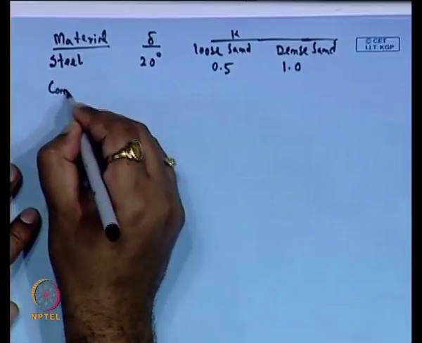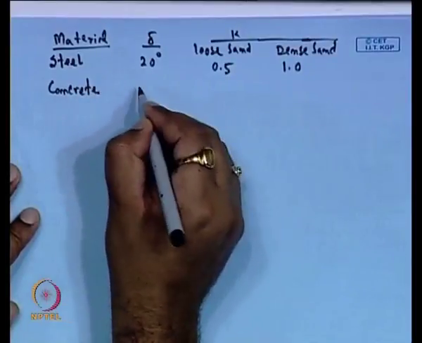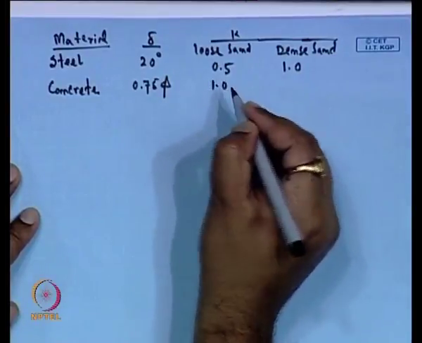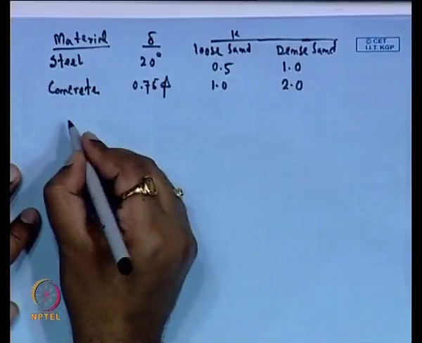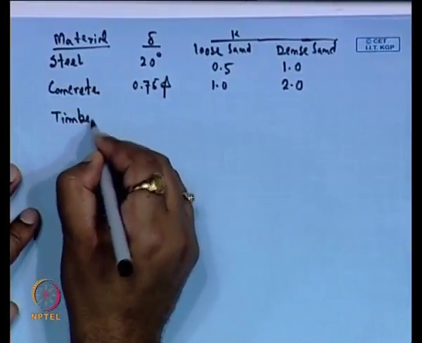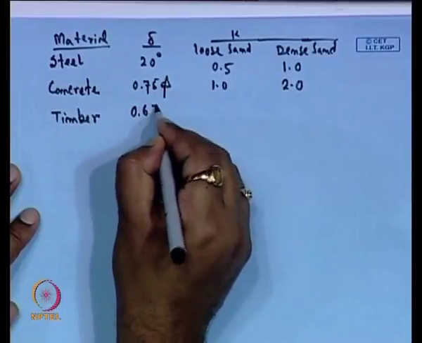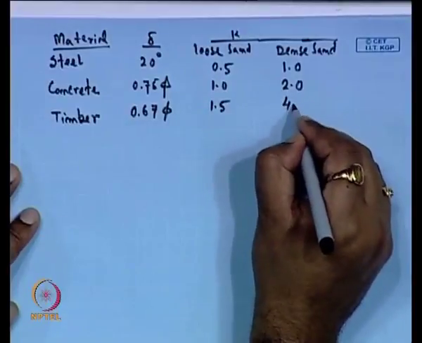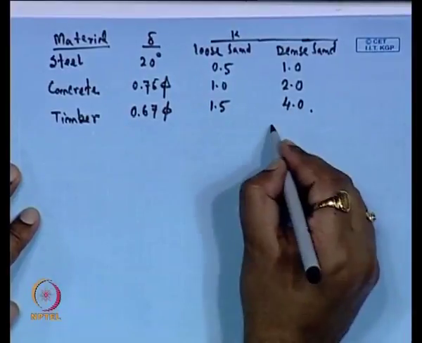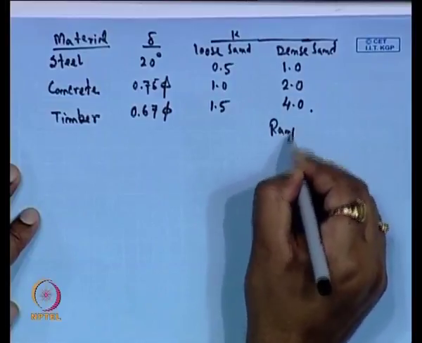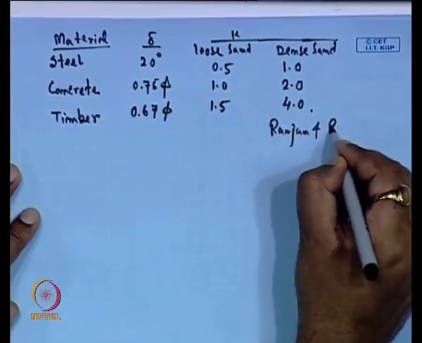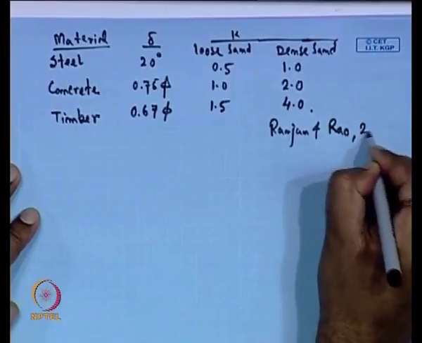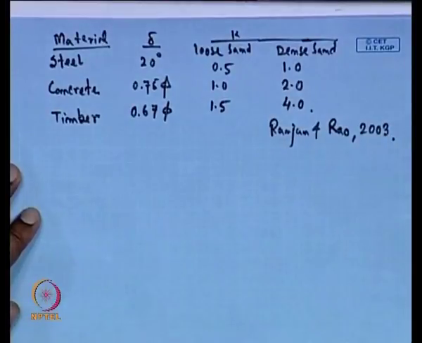For concrete, delta is 0.755 and k is 1 and 2. For timber, delta is 0.675 and k is 1.5 and 4. These values we are taking from the Ranjan and Rao book, 2003, this reference.